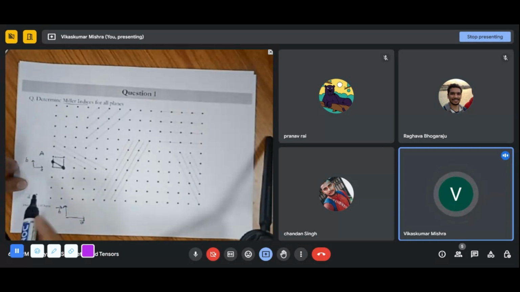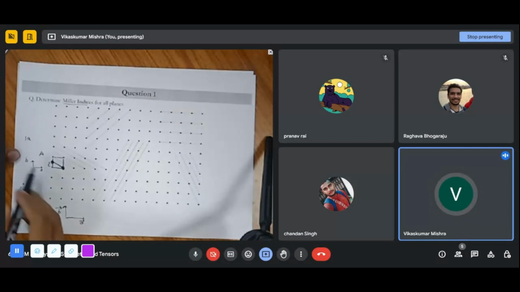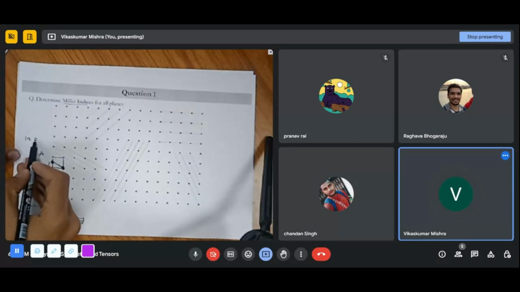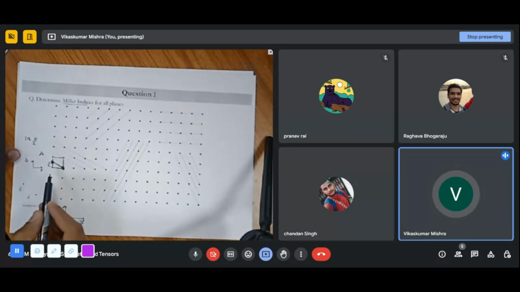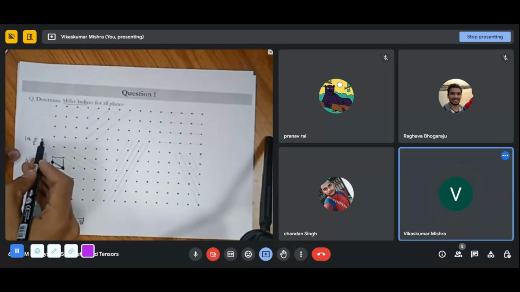We know this particular distance along the x direction is nothing but a. In the y direction, we know this is nothing but 1 by 2 times b, so we can say that this is b by 2. And in the c direction, since it is a 2D lattice, the plane is going to be parallel to the c axis. So it will be 0 times, sorry, infinite times c.